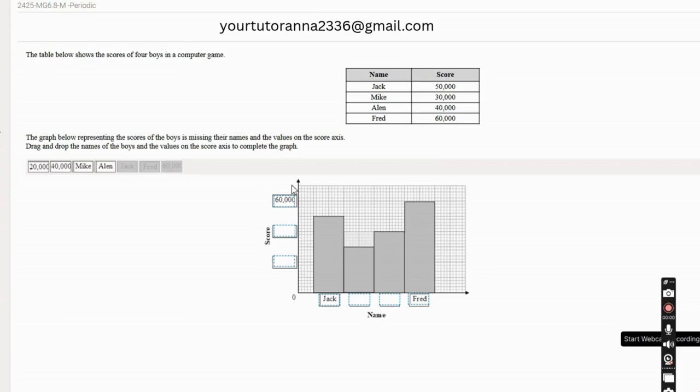They only have 3 blocks here, right? So for Jack, it's 50,000, the number is not here. The next one, smaller than Jack, is Ellen. So we're going to put Ellen here. Now, do we have the number 40,000? Yes, we do. So put it here. The last one is Mike, and we're just going to put the number here, 20,000.